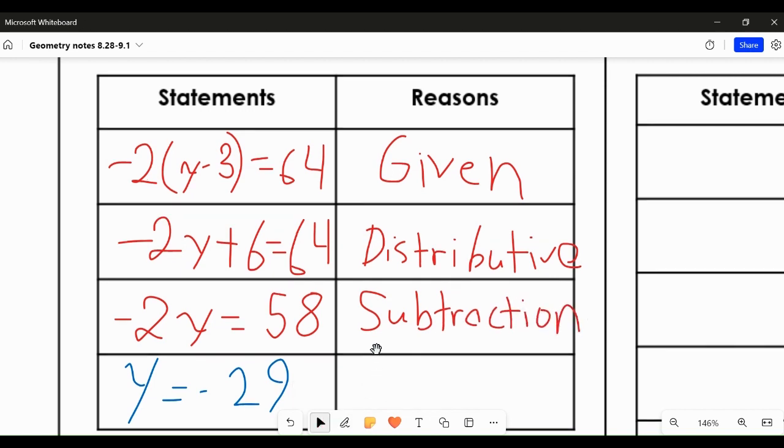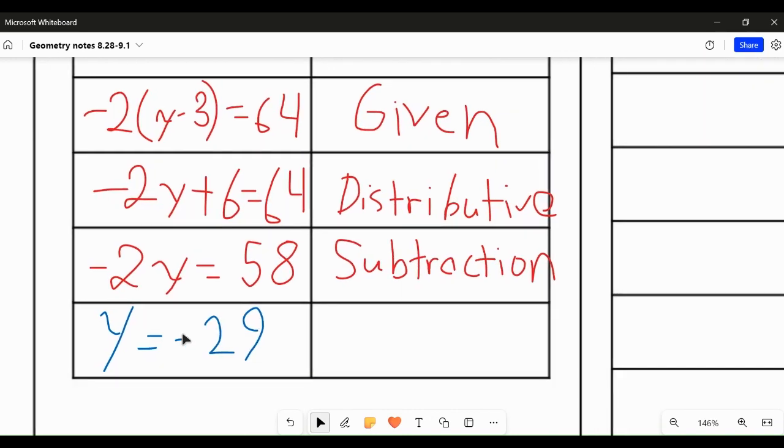All right, now our final thing, we originally had -2y equals 58. Over here, we have a positive y by itself equals -29. So the other side of the equal sign is now negative. This side with the y no longer has a -2 on there. So to undo this, remember, we do the opposite, which is division, which means that our proof ends with us doing the division property.